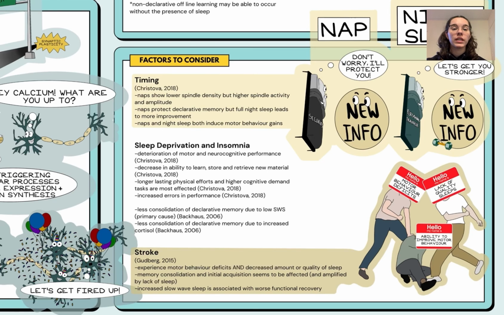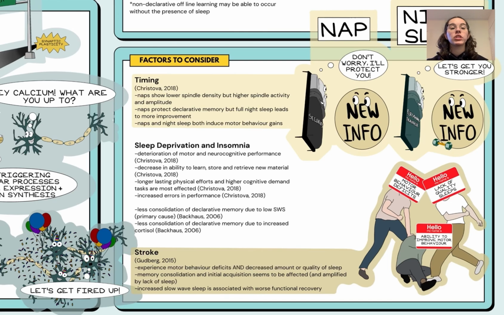As for individuals that have experienced a stroke, they often struggle with both motor behavior deficits and lack of quality sleep, making it more difficult for themselves to improve their motor behavior. This lack of sleep may occur due to increased insomnia, breathing disturbances, medication effects, increased daytime inactivity, and more. This decrease in sleep has been linked to significant cognitive and attentional deficits. This may affect not only memory consolidation, but also initial acquisition and encoding of new memories.